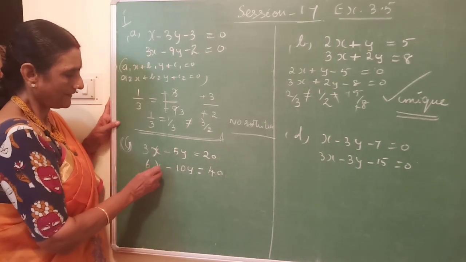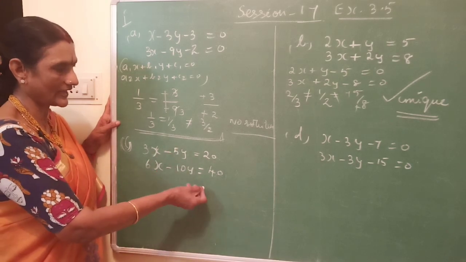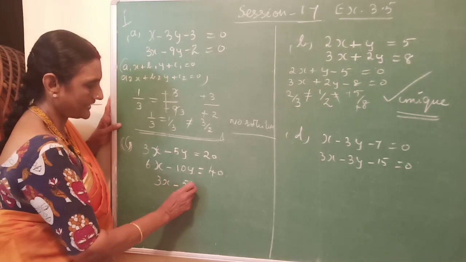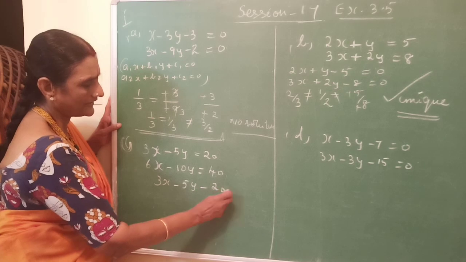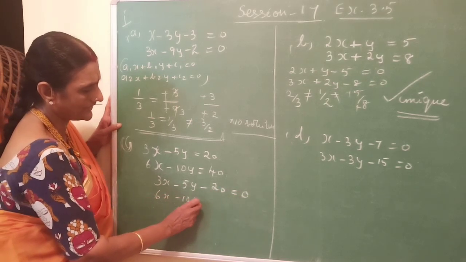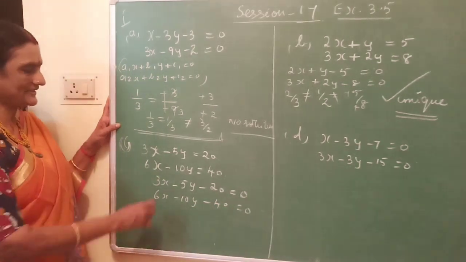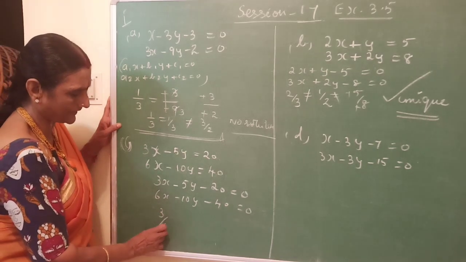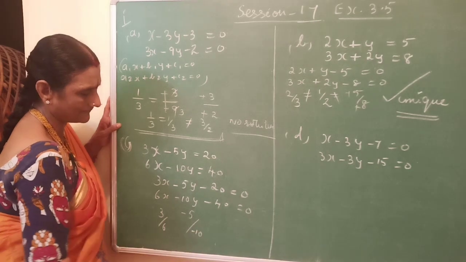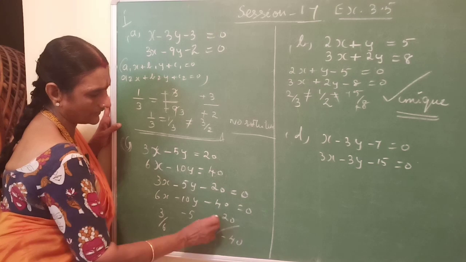3x minus 5y equal to 20. 6x minus 10y is equal to 40. Write it in the standard form. 3x minus 5y minus 20 equal to 0. 6x minus 10y minus 40 equal to 0. Now what is A1 by A2? 3 by 6. What is B1 by B2? Minus 5 by 10. What is C1 by C2? It is minus 20 by minus 40.